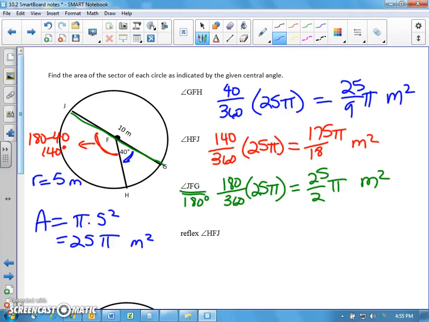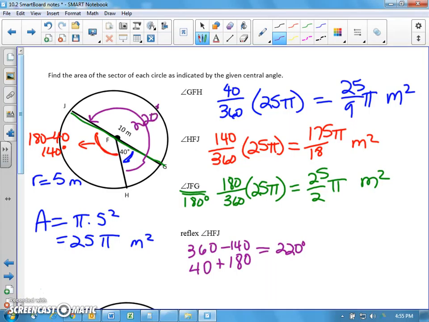All right, reflex angle HFJ. Remember that when we talk about reflex angles, we're not talking about the straight one, the shortest distance, we're talking about the longest. So if I look at HFJ, that's this 140 degree angle, but the reflex angle is going to start here and go all the way around to here. So you can look at this two ways. You can either do 360 minus the 140, or if you prefer, you can look at this as 40 plus 180. Either way, you should get this to be a 220 degree angle.